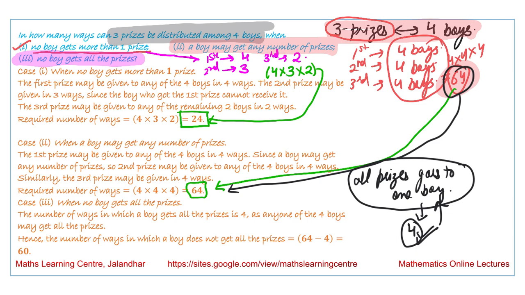Now look at these two conditions. The total options we have is 64 and 4 options are there where all prizes go to one boy. So the number of ways in which a boy does not get all the prizes is equal to 64 minus 4, that is equal to 60. So these are the answers in these 3 cases.